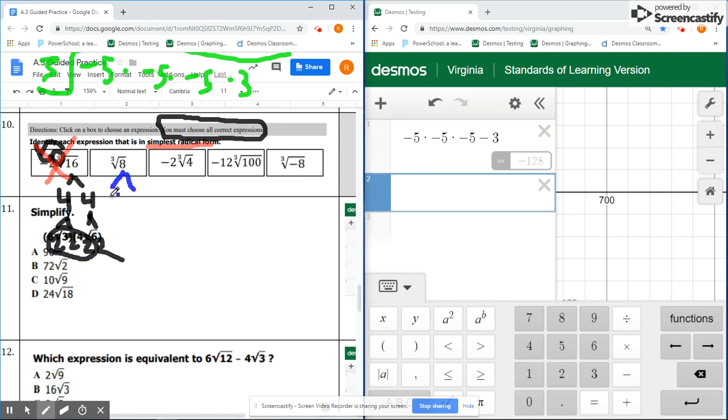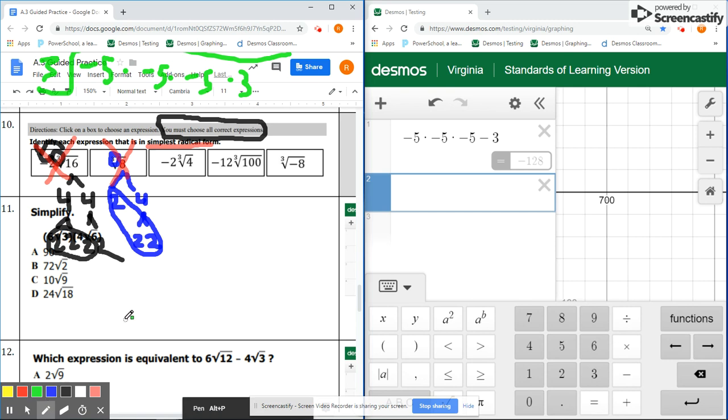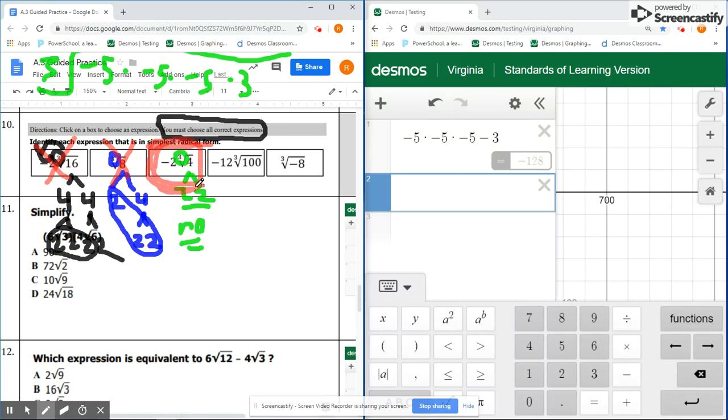8. I can break down 8 into 2 and 4. And I can break 4 down into 2 and 2. Okay, since we're looking for groups of 3, I do have a group of 3 2s right there. Okay, so again, since I have a group, this one is not in simplest radical form. All right, third one here. I have 4. I can break 4 down into 2 and 2. Since we're looking for groups of 3, there is no group here. So this is in simplest radical form. This is one of our answers. All right.